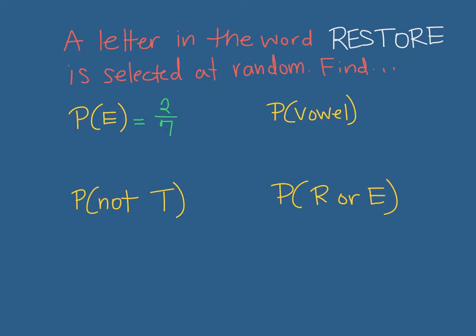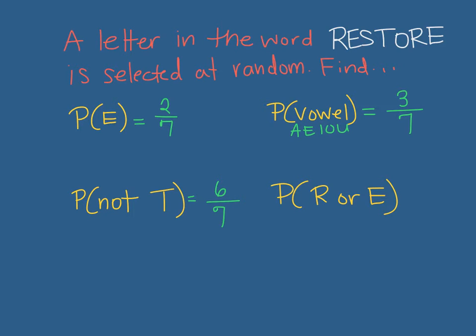The probability of choosing a vowel. Vowels, remember, are A, E, I, O, and U, so we want to count how many of those letters are in the word. So our 2 E's plus an O, so 3 vowels out of the total, 7. Okay, something that's written as a complement. Not T. Anything but a T will work. Okay, so there's 1 T. We know there's 7 letters, so 7 minus 1 leaves 6 out of 7. Sometimes the fastest way to count what you need is just by subtracting it from the total.